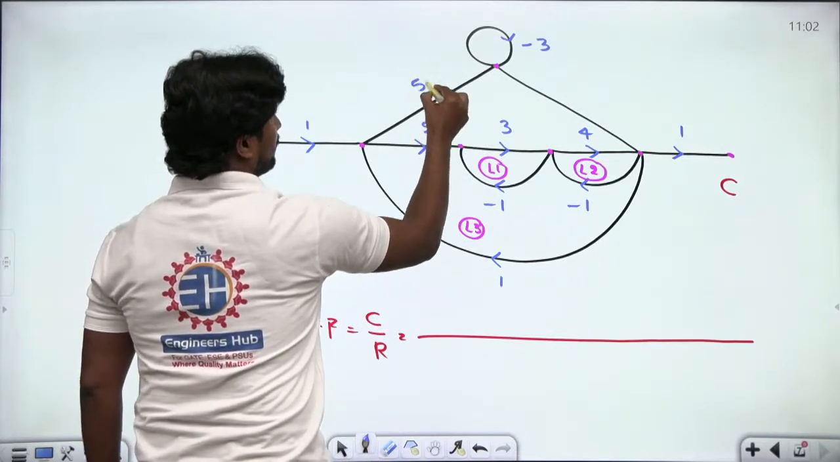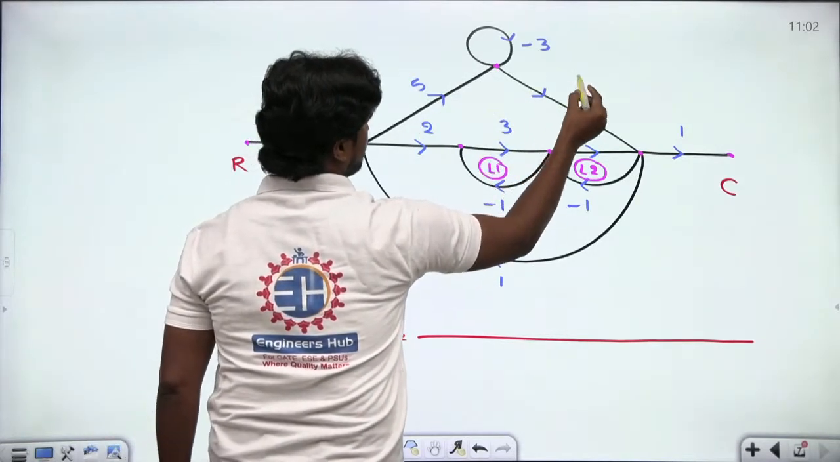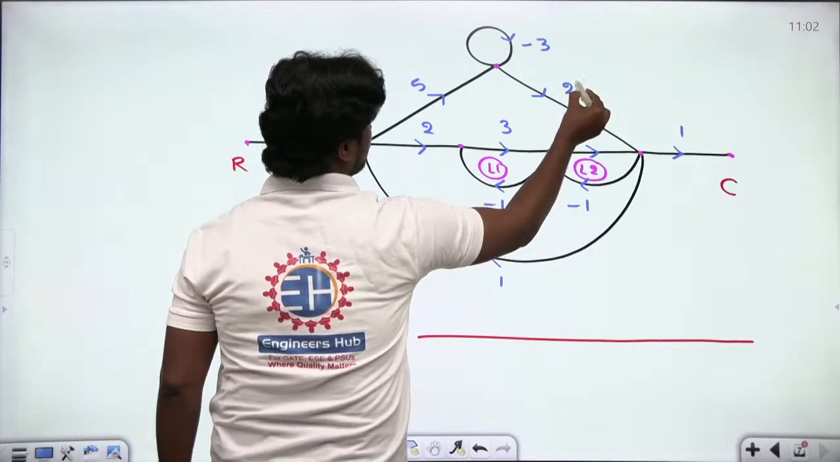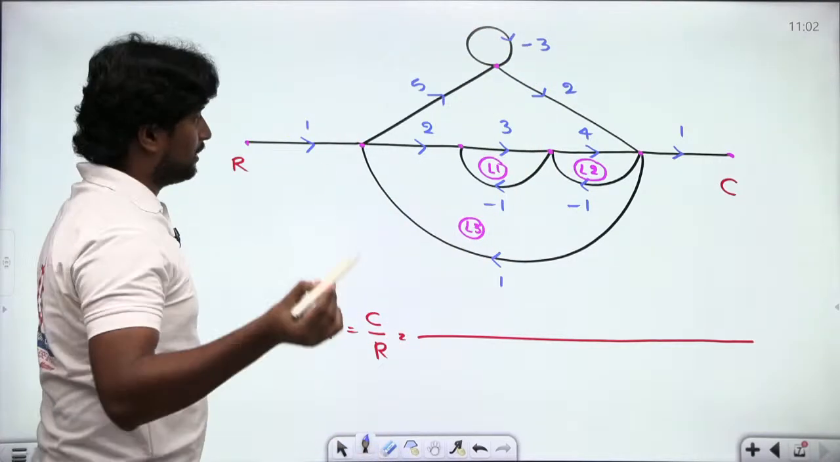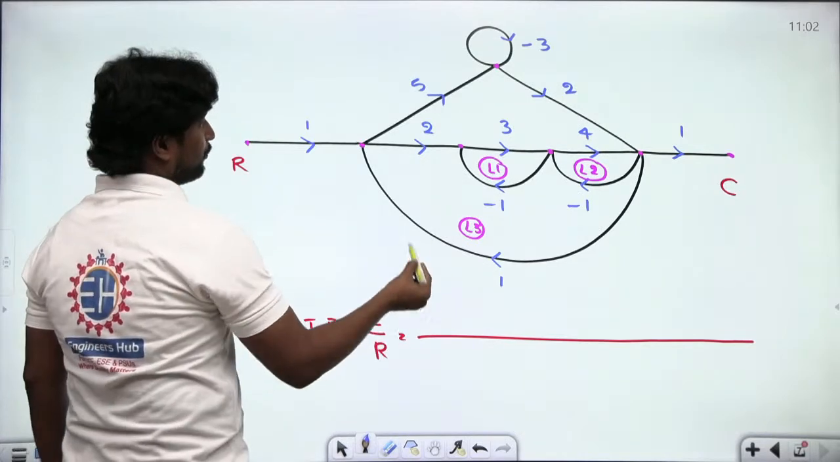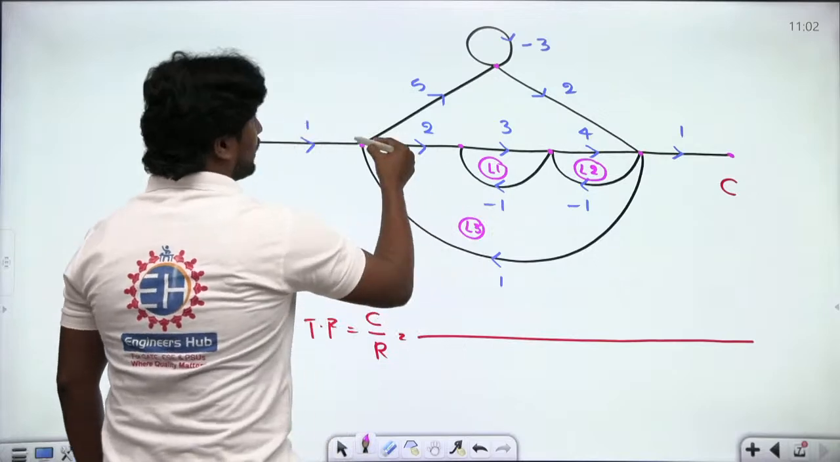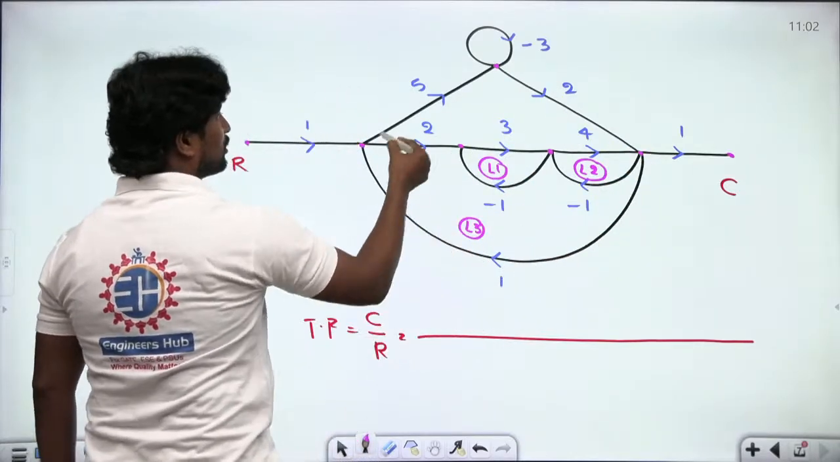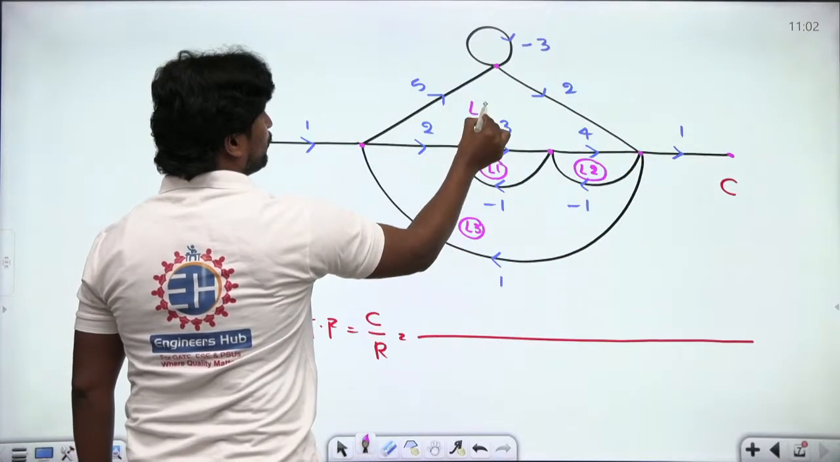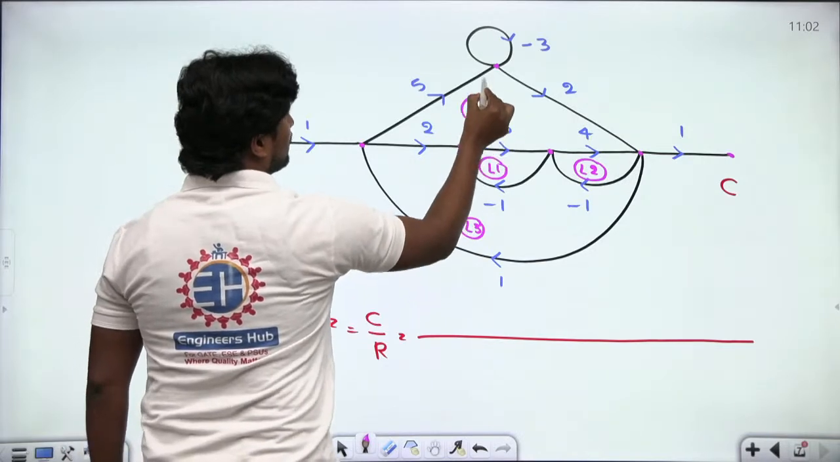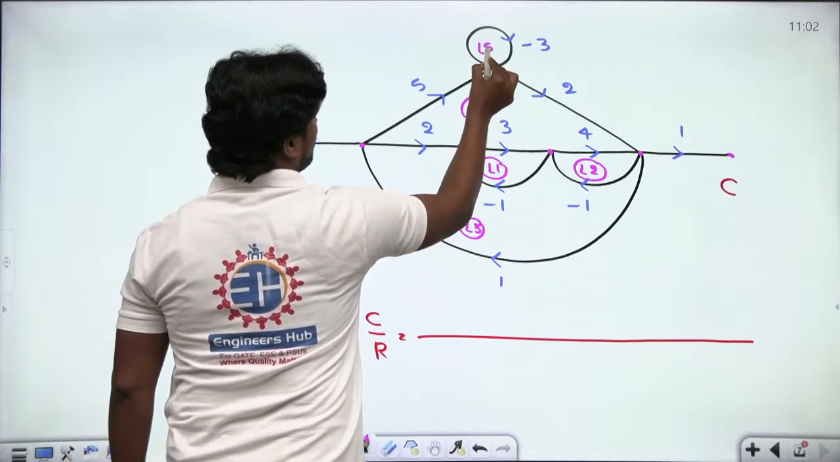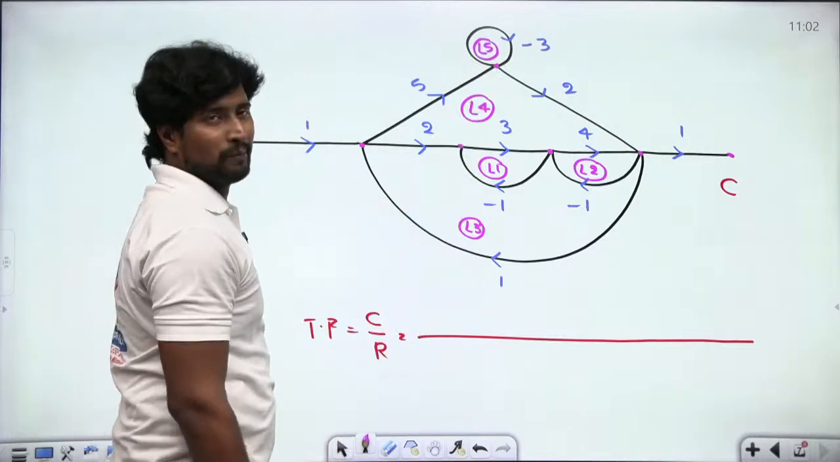One minute. It's a 5 and it's a 2. Guys, listen carefully. 5 into 2 into 1, that also looks like one loop. Loop 4. And this is loop 5. Check once. Total how many loops?